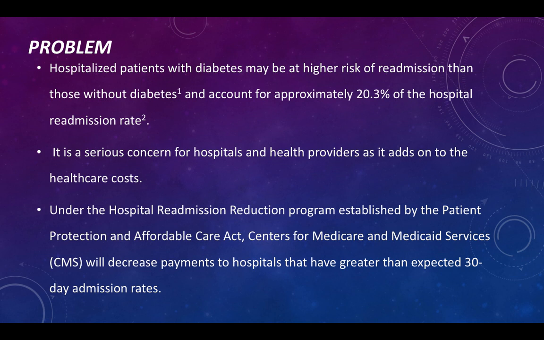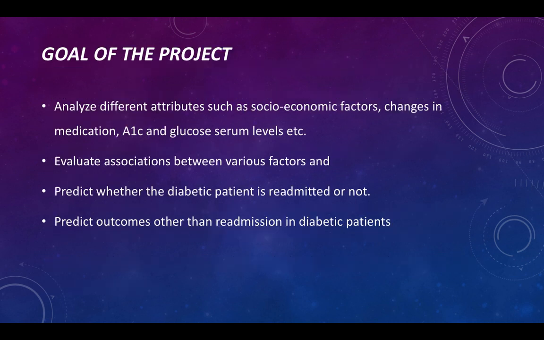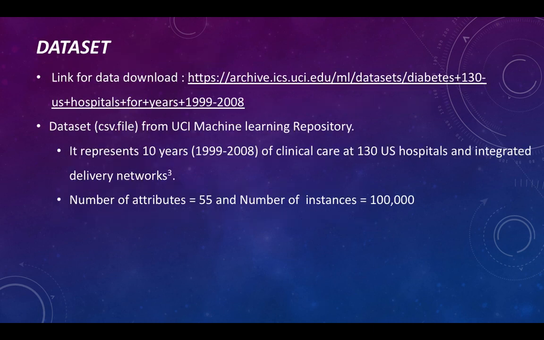Under the Hospital Readmission Reduction Program established by the Patient Protection and Affordable Care Act, Centers for Medicare and Medicaid Services will decrease payments to hospitals that have greater than expected 30-day admission rates. So the goal of the project was to analyze different attributes such as socioeconomic factors, changes in medication, etc., to evaluate associations between these factors and to predict whether the diabetic patient is readmitted or not.